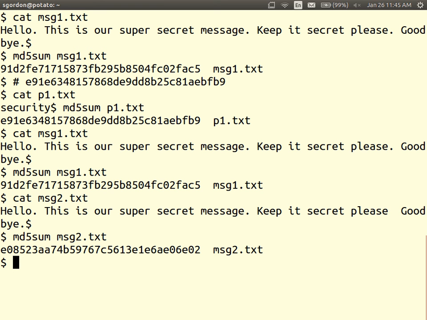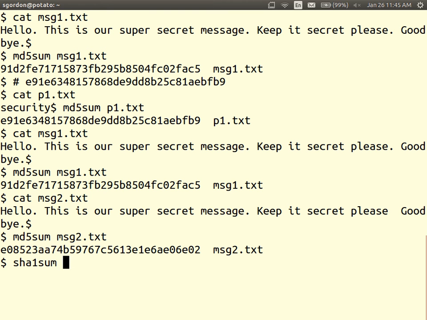Now, some algorithms have weaknesses such that it's not always true, that you can find another message that produces the same hash value. Those algorithms are considered insecure. And MD5 is considered insecure today. So there are other better hash algorithms. SHA has gone through different variations. SHA is called the secure hash algorithm. There's different versions of it.